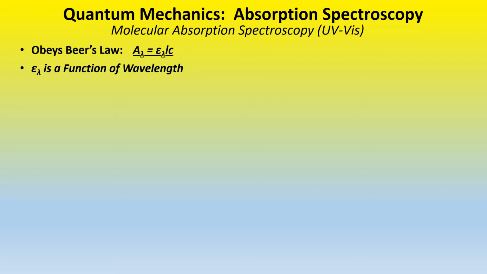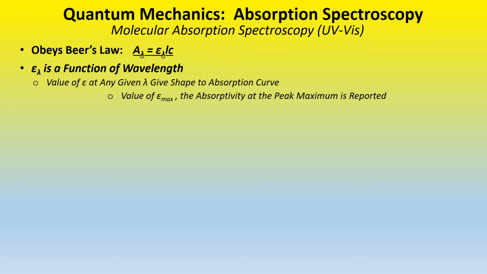Any value of epsilon at any given wavelength gives the shape to the absorbance curve. So where there is no absorbance at some wavelength, epsilon is 0, and it increases as absorption increases. The value that is reported in literature is actually epsilon max, the absorptivity at the peak maximum.